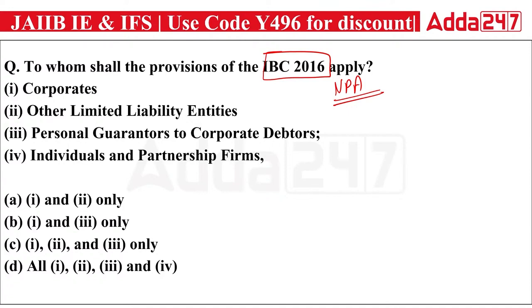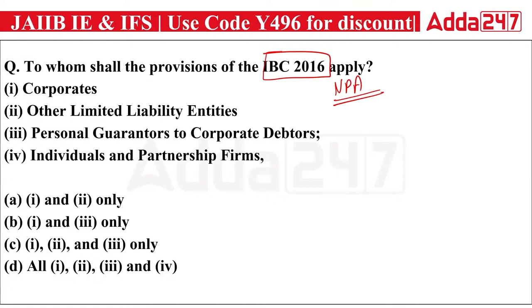So the question is asking, to whom shall the provisions of the IBC 2016 apply? First is saying corporate, second is saying other limited liability entity, third is saying personal guarantors to corporate debtor, fourth is saying individual and partnership firms. So out of these four, which of the following is correct? To whom shall the provisions of IBC 2016 apply? A, B, C, or D?